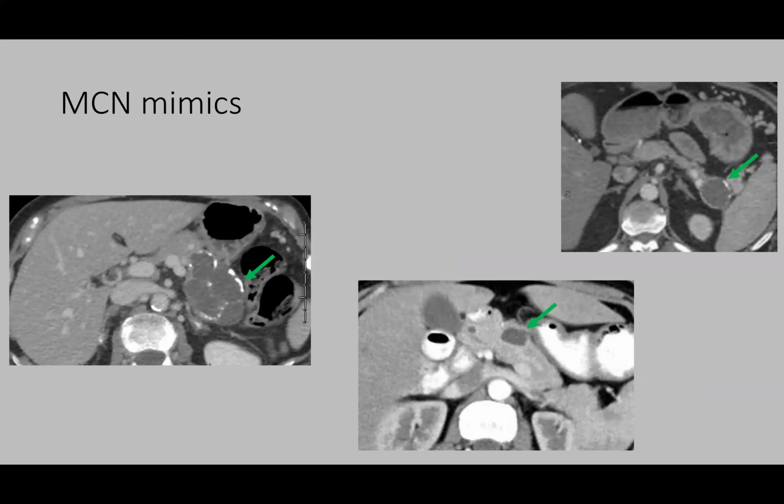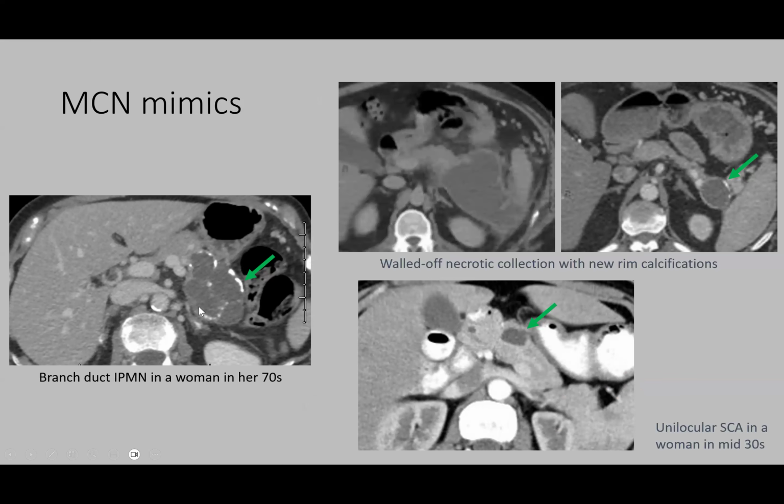There are several other entities that can look like MCN. So here we have 3 different lesions. The first is a patient who had an IPMN. You can see a somewhat lobulated cystic lesion with calcifications along the walls and internal septations. It's an oligocystic lesion. Each of these cystic lesions is more than 2 centimeters in size. So pretty good look for MCN. This is a patient who had a walled-off necrotic collection after necrotizing pancreatitis that eventually became smaller in size and developed calcifications along the wall. The location, the morphological appearance is just like an MCN, but this was a walled-off necrotic collection.